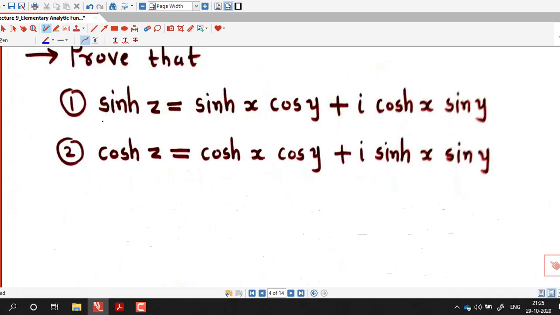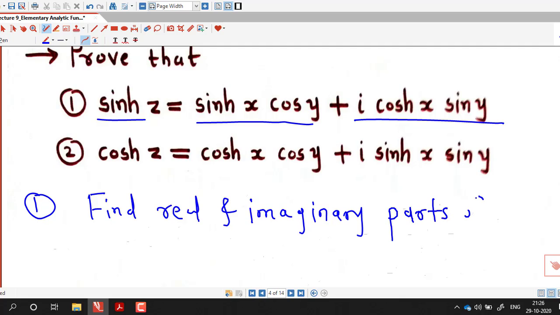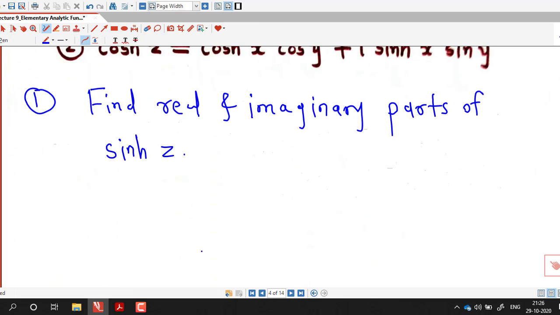sin hyperbolic z can be written as sin hyperbolic x cos y plus i times cos hyperbolic x sin y, or this question can be asked in this way also: find the real and imaginary parts of sin hyperbolic z. So let us see how to prove this.